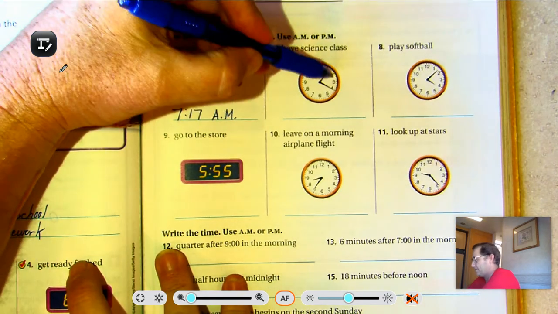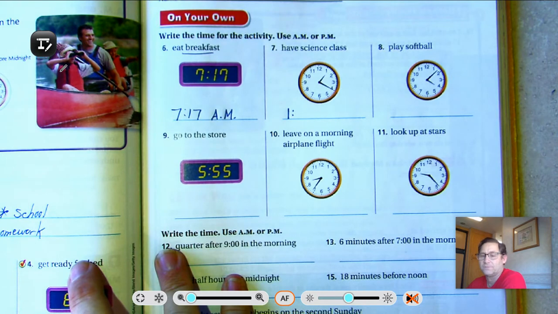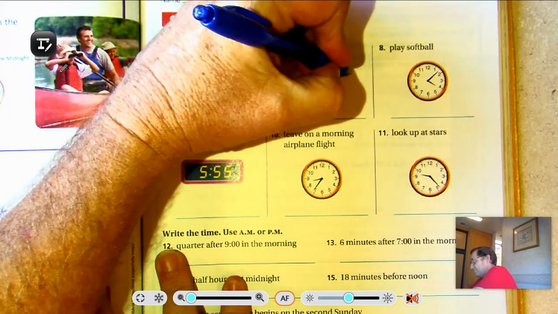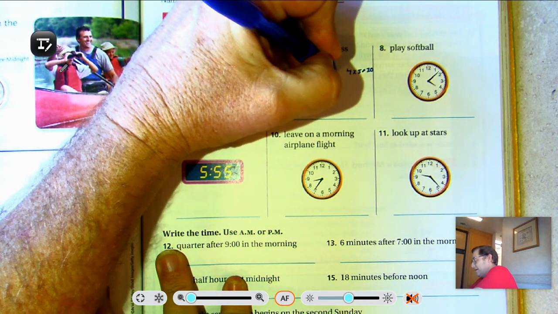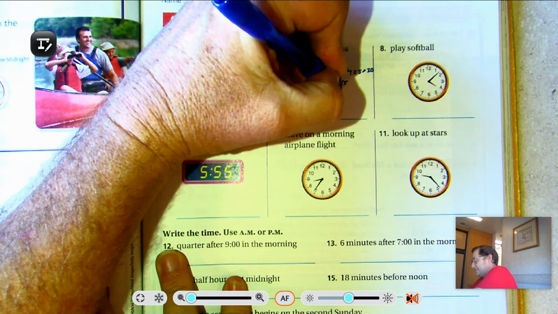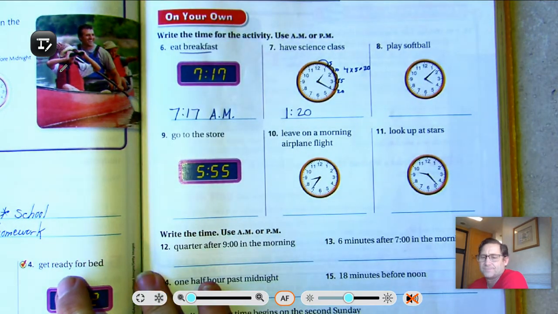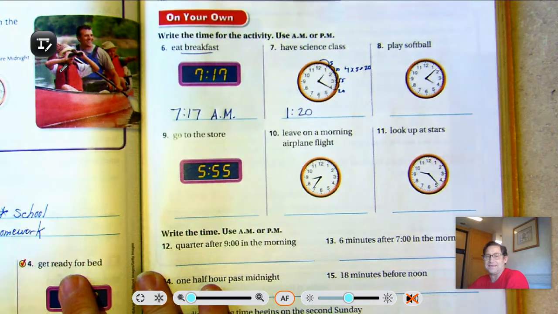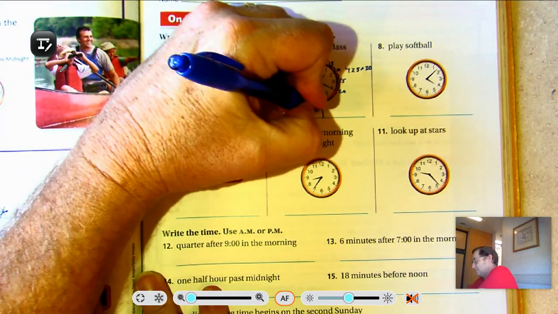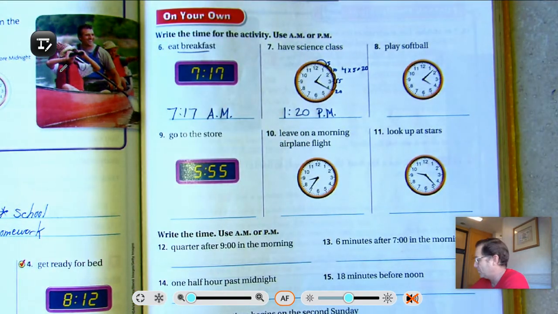Okay, it's between 1 and 2. So it's 1 o'clock. And the minute hand's pointing right at the 4. 4 times 5 is 20. You could also skip count by 5s: 5, 10, 15, 20. So 1:20. Now, nobody's taking a science class at 1:20 after midnight. We're taking it 1:20 in the afternoon. So 1:20 p.m.